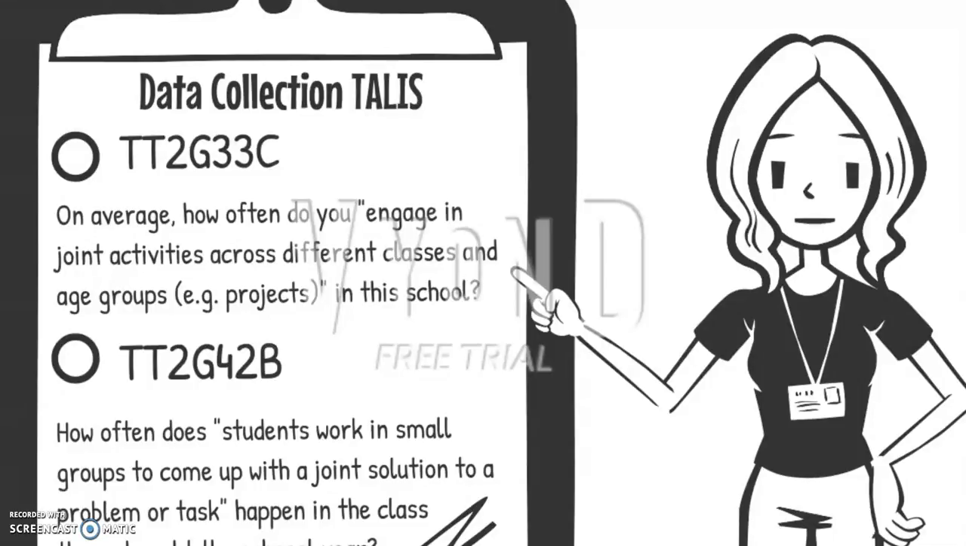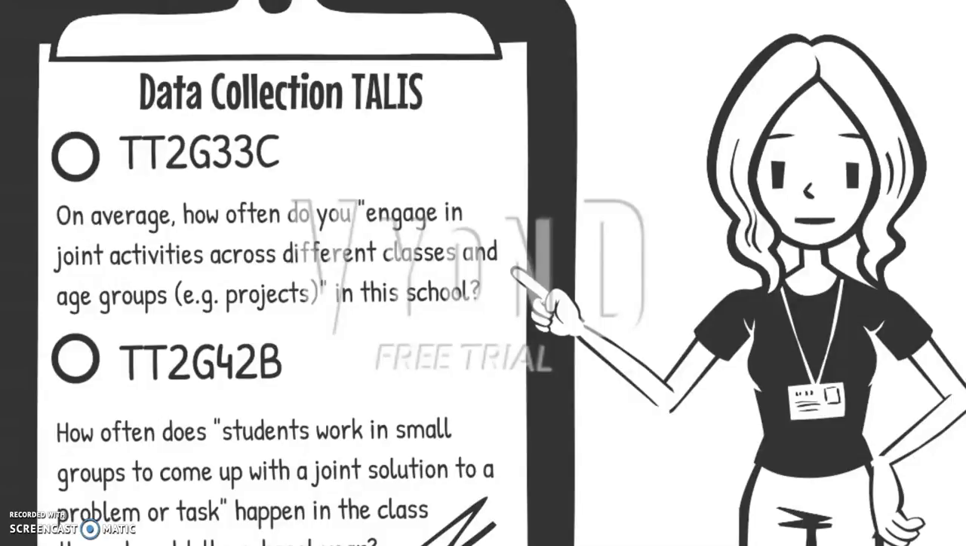33C says, on average, how often do you do the following in this school? And then specific to C is engage in joint activities across different classes and age groups, e.g. projects. And for the answer options, teachers could select never, once a year or less, 2 to 4 times a year, 5 to 10 times a year, 1 to 3 times a month, or once a week or more.